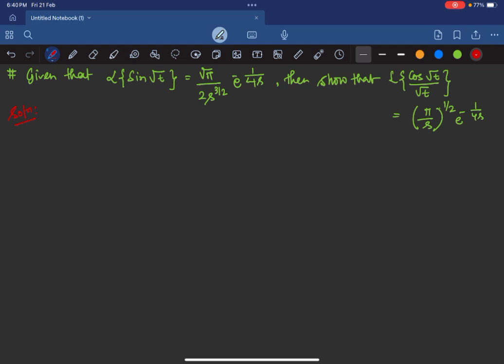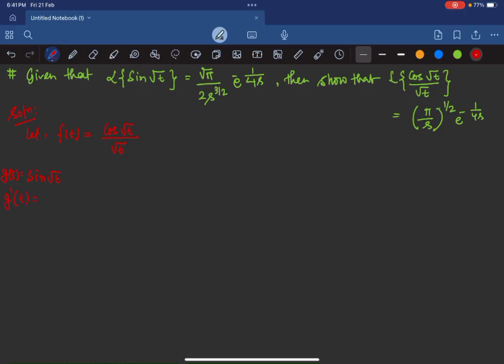Okay, it is something like this. Then show that the Laplace of cos root t divided by root t has the value given like this. So we can take f(t) given by cos root t by root t. Now you can observe one thing: suppose I write sin root t, let g(t) equal sin root t.